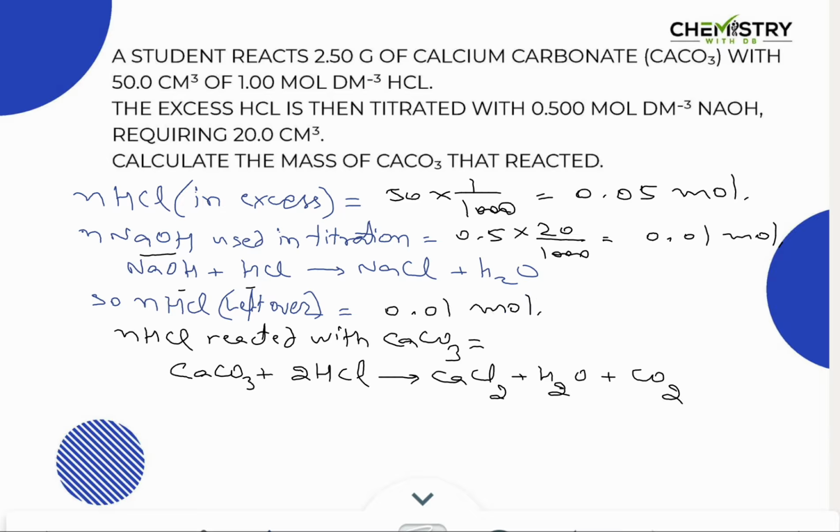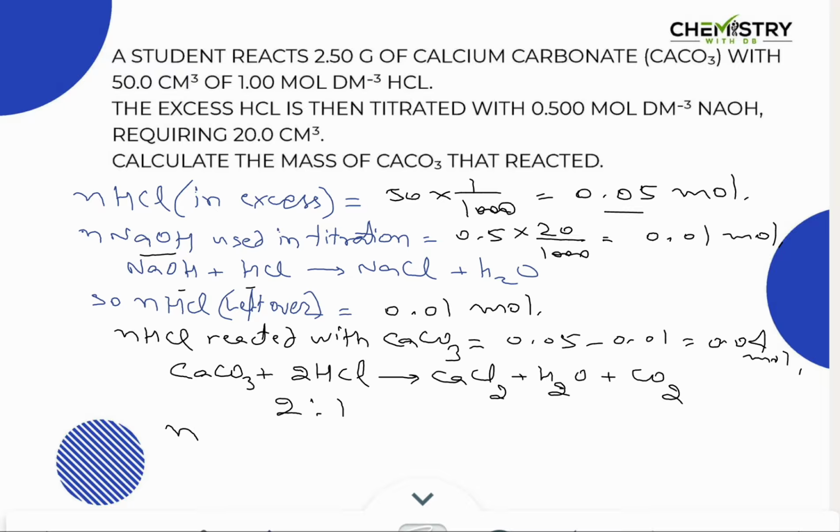So you had 0.05 moles of HCl to start with, and this much was left over. So therefore how much of HCl reacted? It was 0.05 minus 0.01, or 0.04 moles of HCl must have reacted with the calcium carbonate. Now the equation for that is here. You can see that it's a ratio of 2 to 1 for HCl and calcium carbonate.